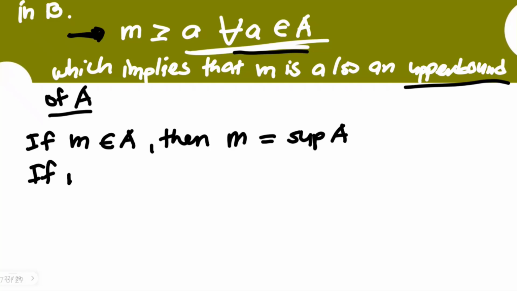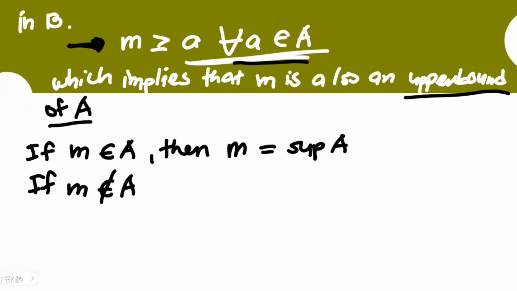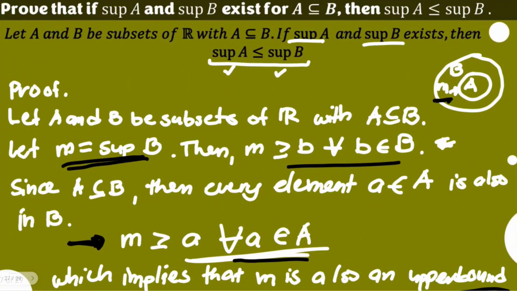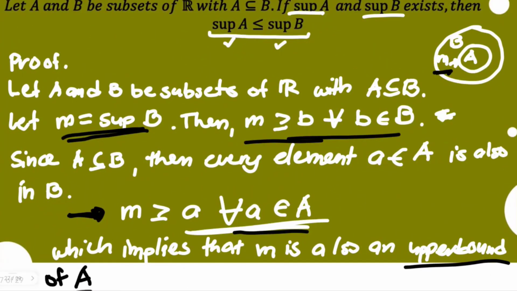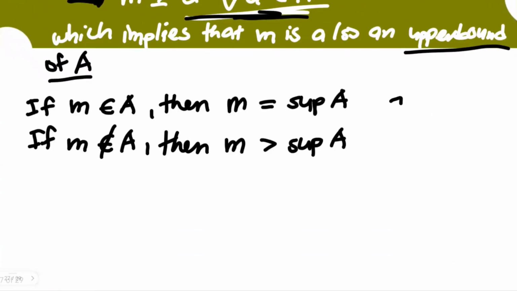Next, if M is not an element of A, but of course we know that M is the supremum of B, hence M is an element of B, then we can say that M, which is the supremum of B, is greater than whatever would be the supremum of A. Because M is already the least upper bound of B. If it's just an element of B but not of A, and you find any supremum of A, M is still greater than that, because M is greater than all the elements of B and all the elements of A. Now, here are the two scenarios.